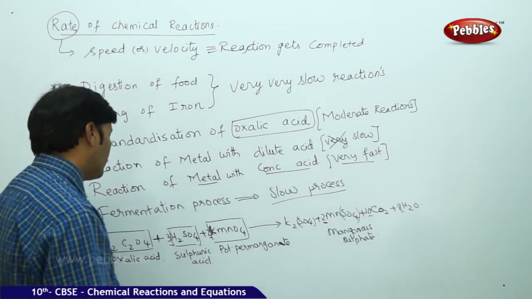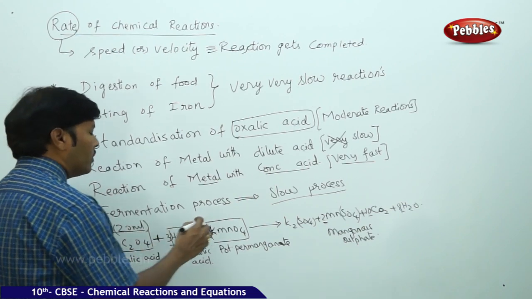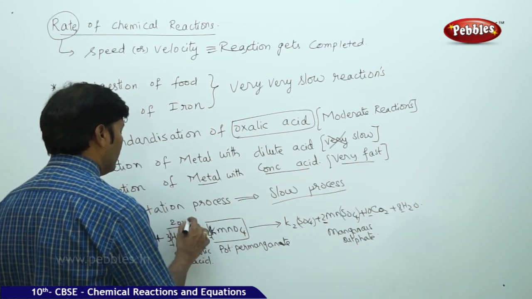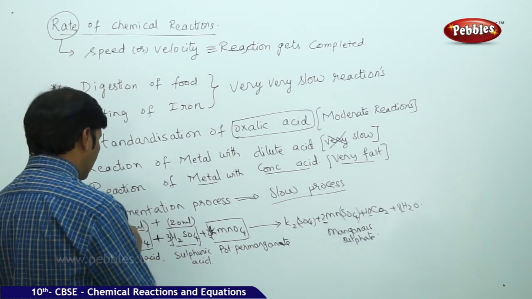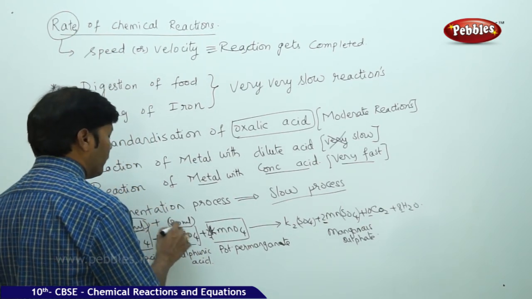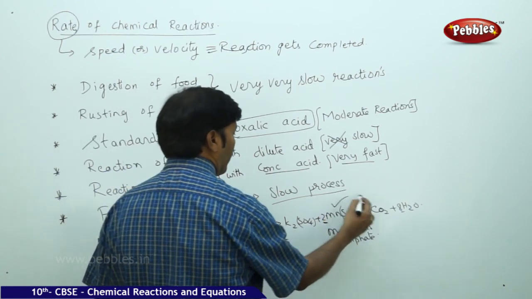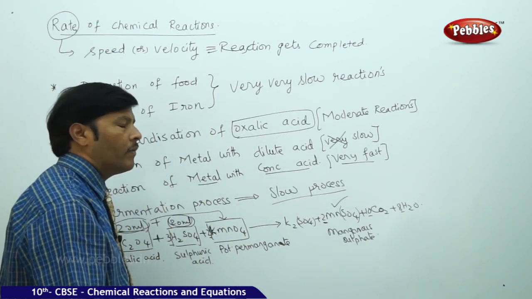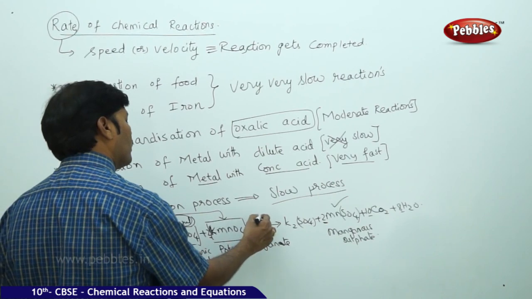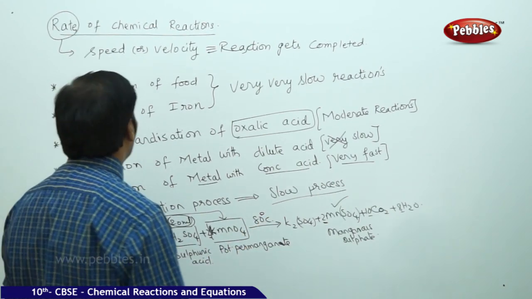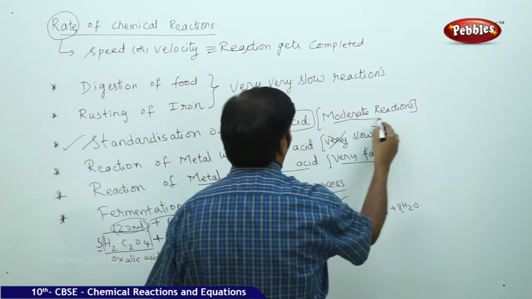For this reaction to take place, we take 20 ml of this and 20 ml of this also, and we just titrate with KMnO4, and that will result in the formation of manganese sulfate. It will take half an hour or 45 minutes of time. The temperature operates at around 80 degrees centigrade. So this is a perfect example of moderate reactions.